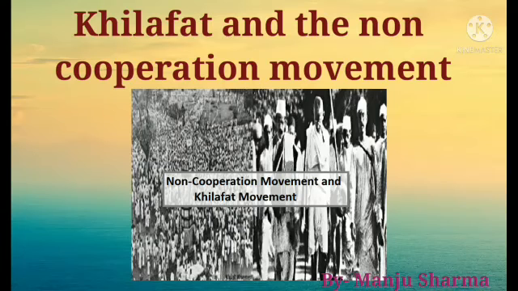Muslims considered the rulers of Turkey as Khalifa. And the method of these movements were people were asked to return honorary titles. They boycotted British goods, schools, and institutions run by them, and they boycotted legislature.